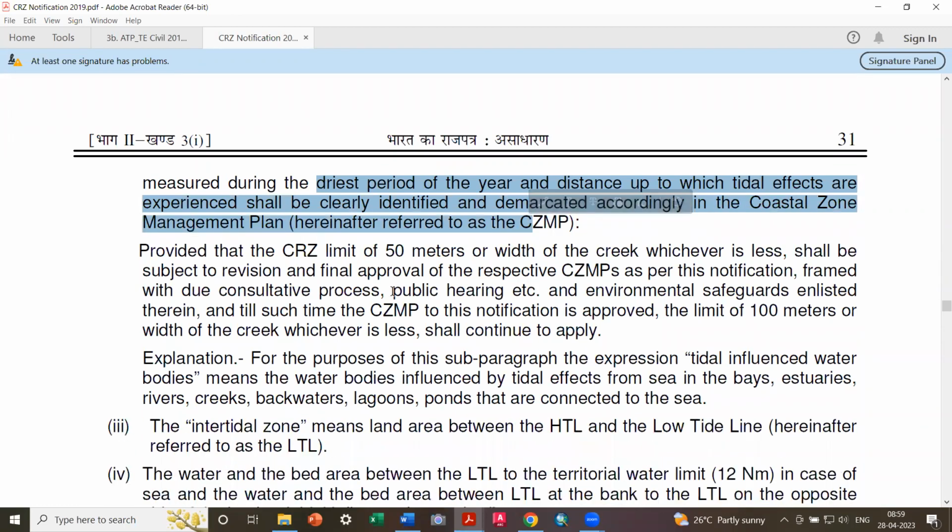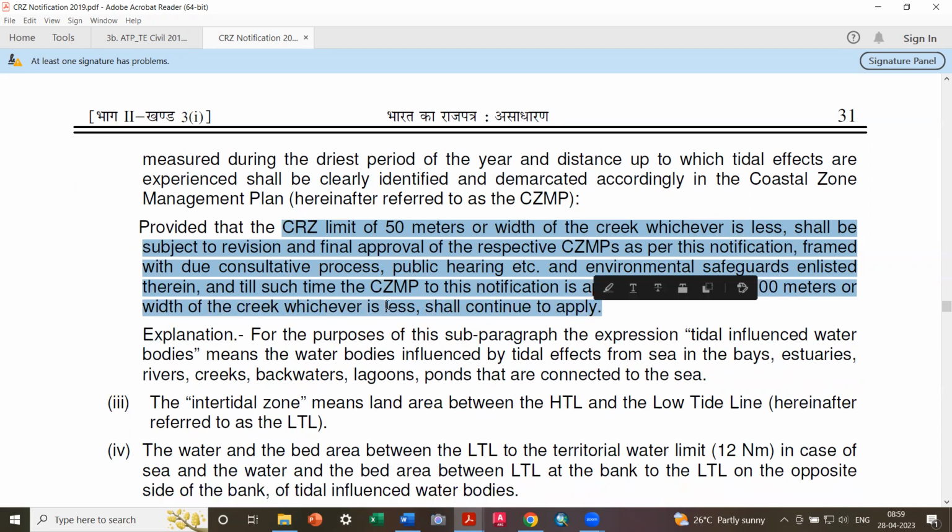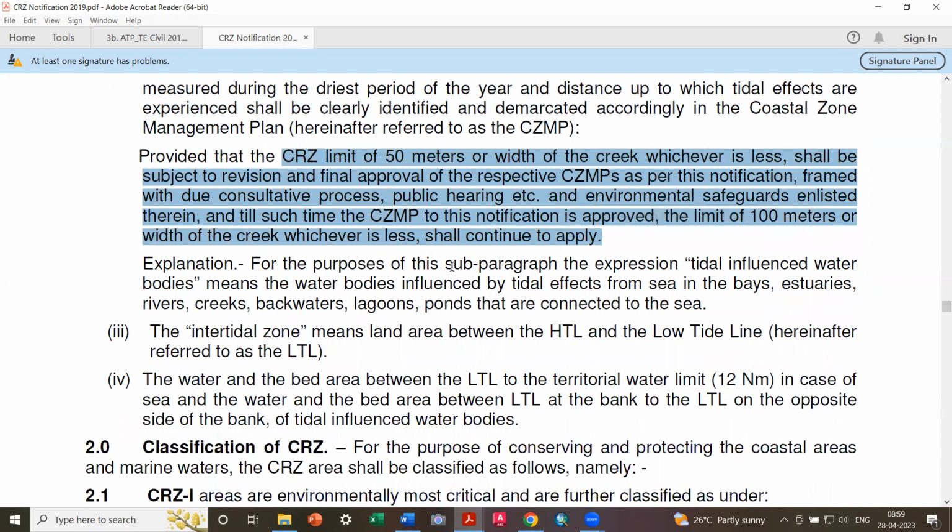So CZMP, provided that the CRZ limit of 50 meters or width of the creek, whichever is less, shall be subject to the revision and final approval of the respective CZMP as per the notification framed, with the due consultation process, public hearings, and environmental safeguards enlisted therein. And until such time as the CZMP is approved, the limit of 100 meters or width of creek, whichever is less, shall continue to apply. So you have to read it again and again to understand the distances, the meaning, and its effect.